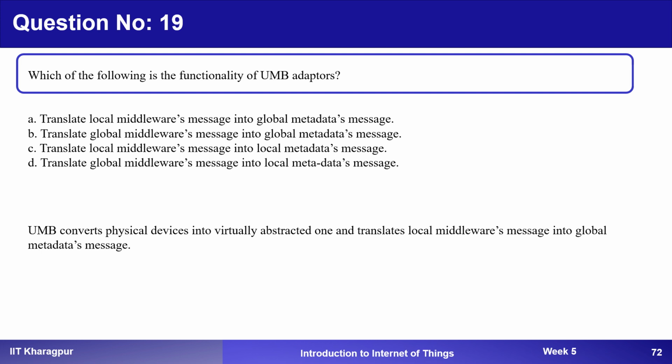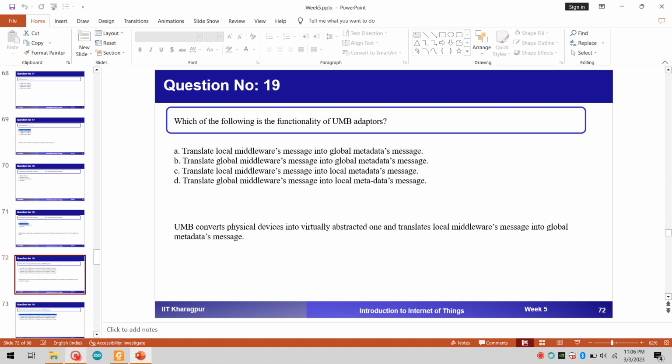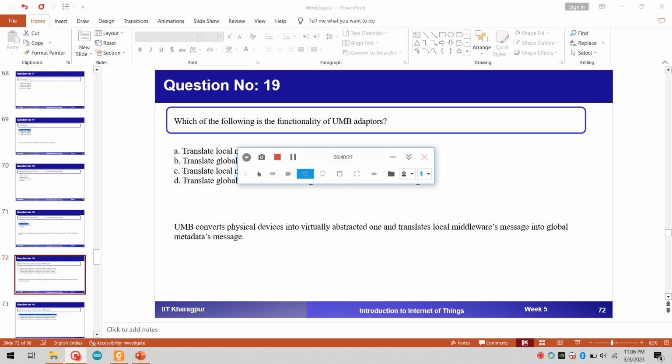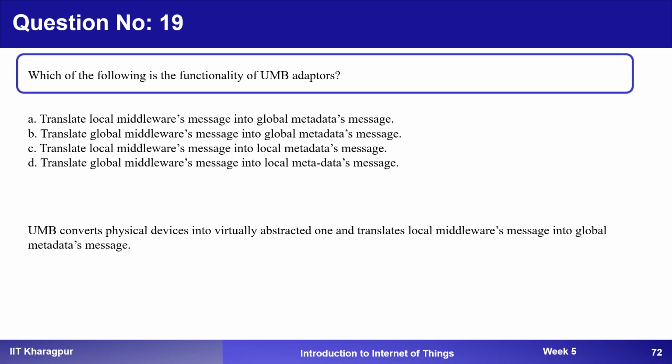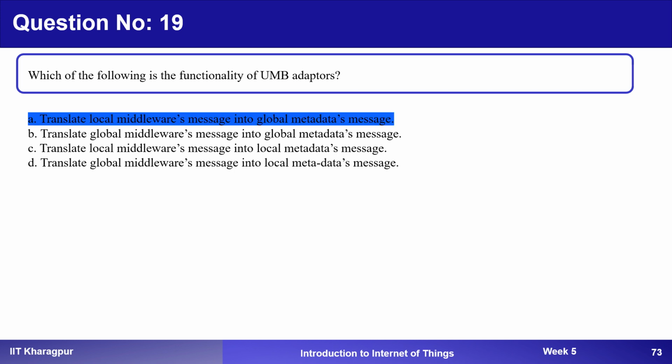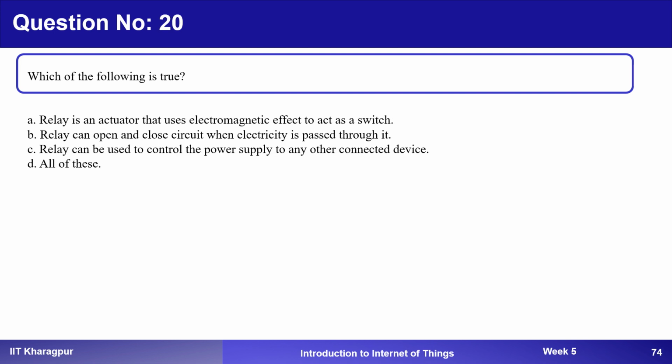Next question is, which of the following is the functionality of UMB adapter? Options are, it translates the local middleware message to global metadata message, it translates the global middleware message to global metadata message, it translates the local middleware message into local metadata message, it translates the global middleware message to local metadata message. The correct option for this question is that UMB converts physical devices into virtually abstracted ones, which translate the local middleware message into global metadata message. So the correct option for this question is A, that is translate local middleware message into your global metadata message.